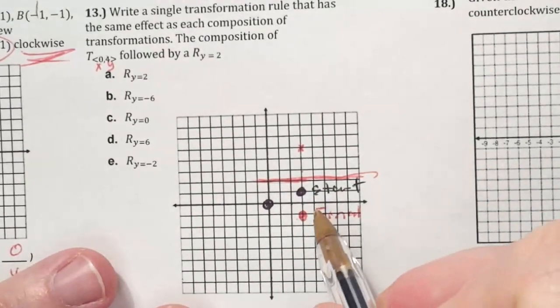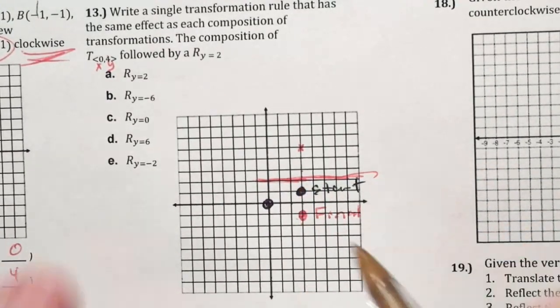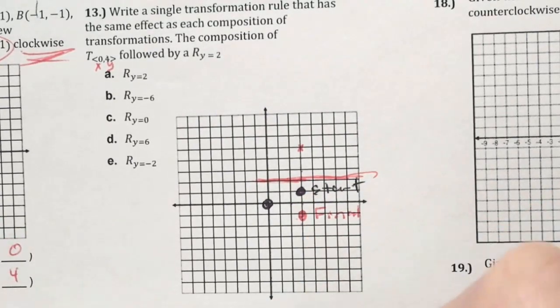So what is a faster way to go from here to here? That's what they're asking.